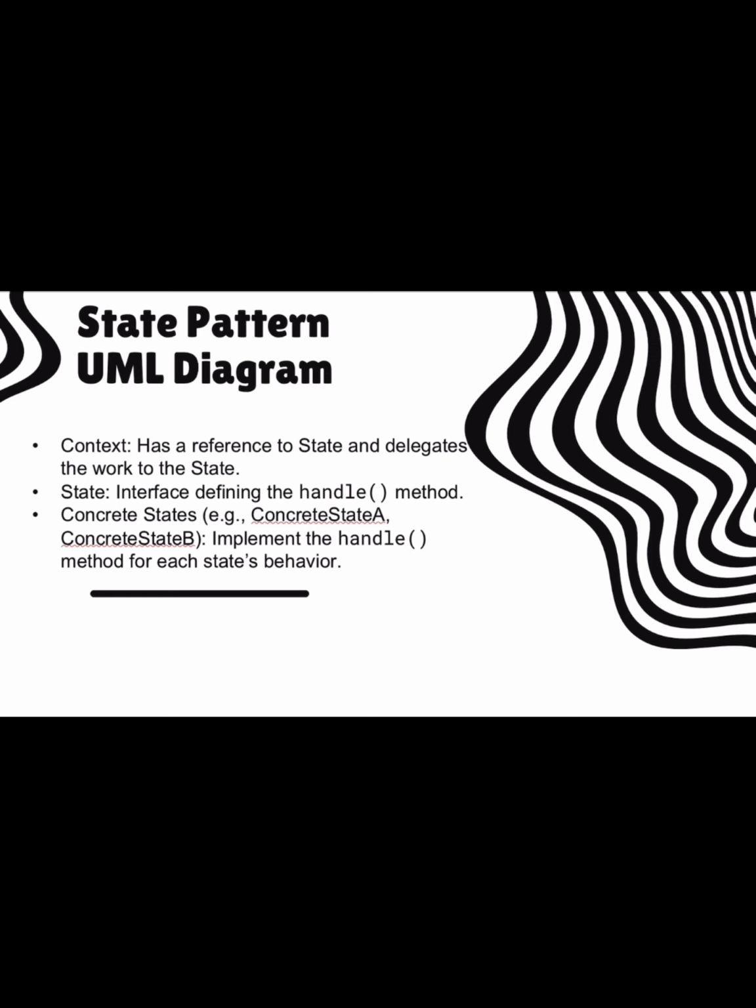UML diagram. Here's a visual representation of how this works. The context maintains a reference to the current state. The state interface has the method handle. Each concrete state like red, green, or yellow implements the handle method differently. This design keeps our logic modular and easy to extend.